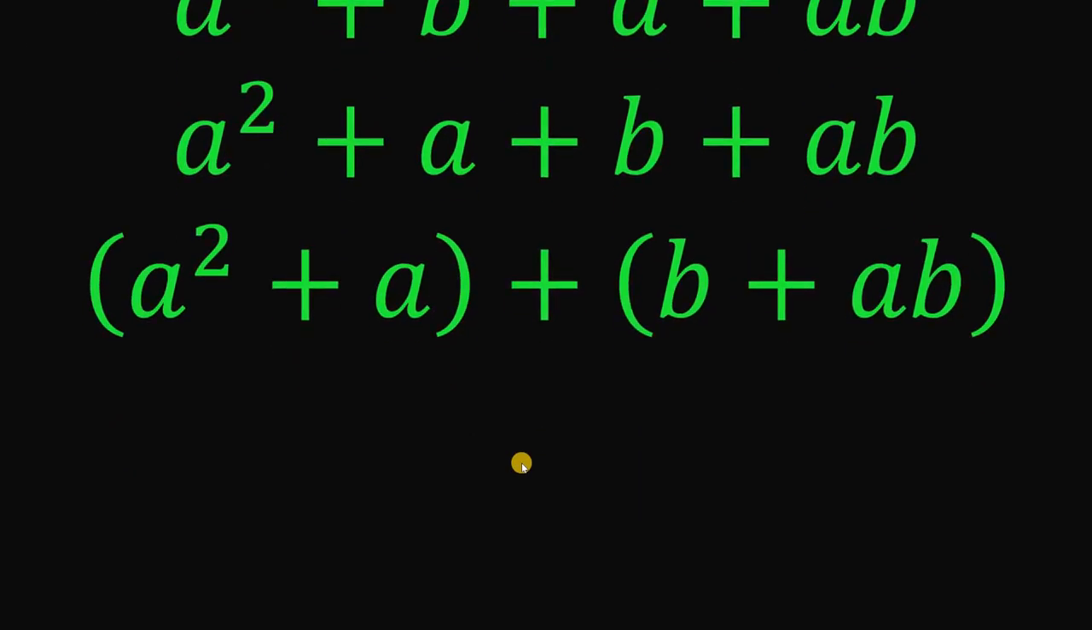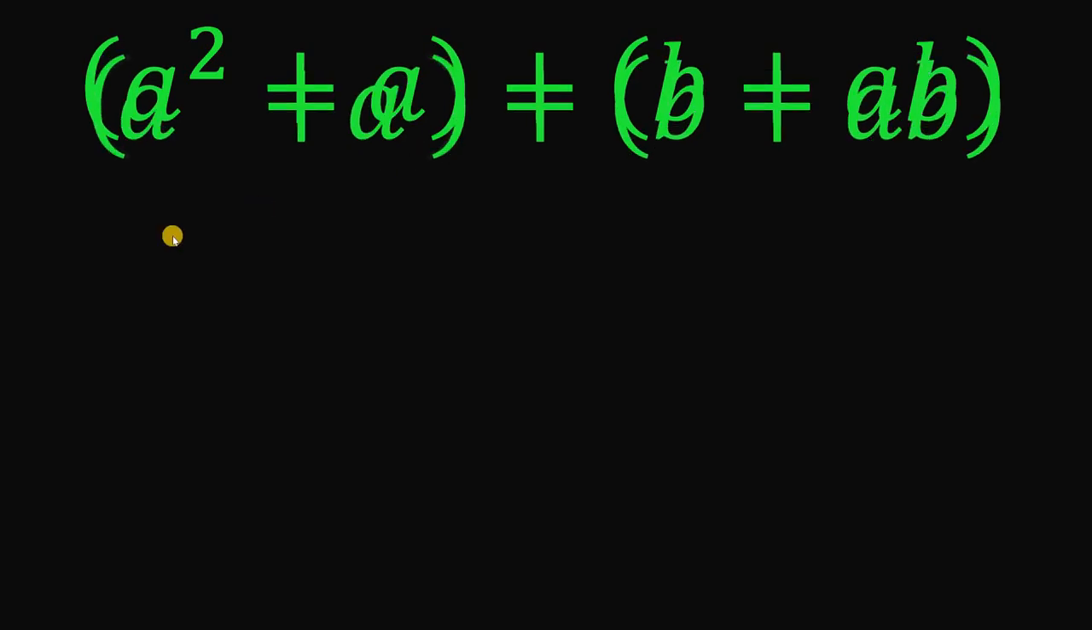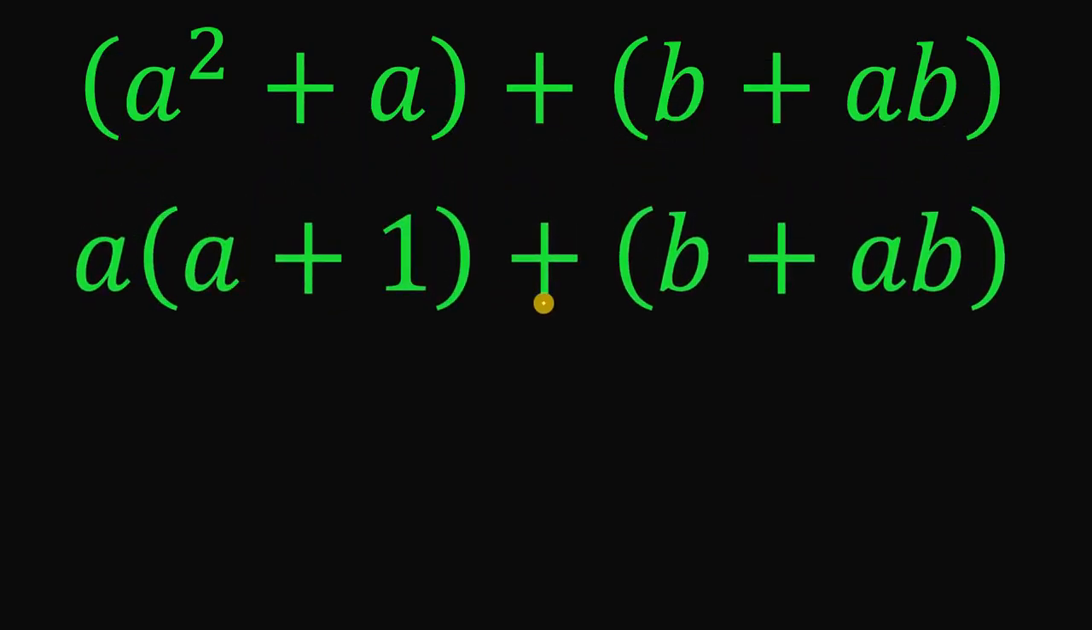And let's focus on these groupings. Alright, now in the first group, again, we have a common factor of a. So why not factor out a factor of a? And if we do that, we get a multiplied by a plus 1, because if we distribute a to a, this will give us a squared. And if we factor out a multiplied by 1, we get a value of a. So this is just the same thing, a squared plus a.